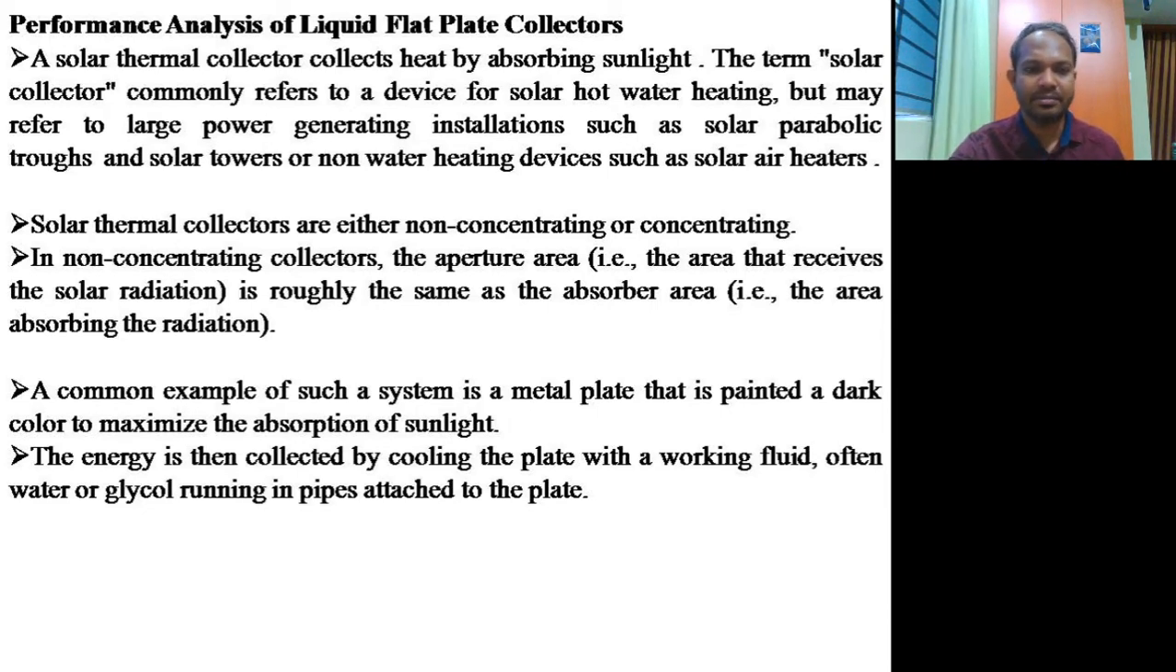A common example of such a system is a metal plate that is painted in a dark color to maximize the absorption of sunlight. This is the idea behind it. The energy is then collected by cooling the plate with a working fluid, often water or glycol, ethylene glycol, running in pipes attached to the plate.